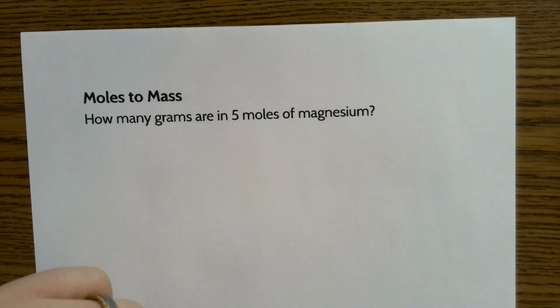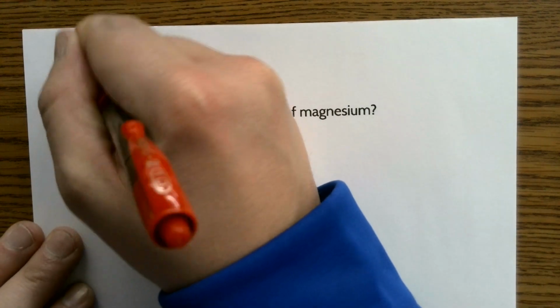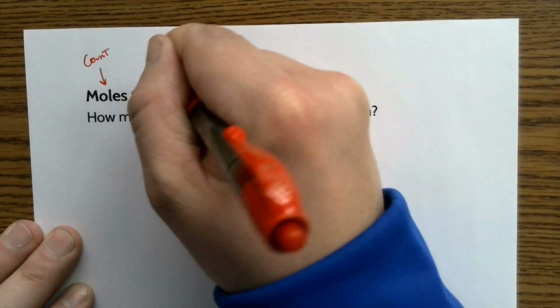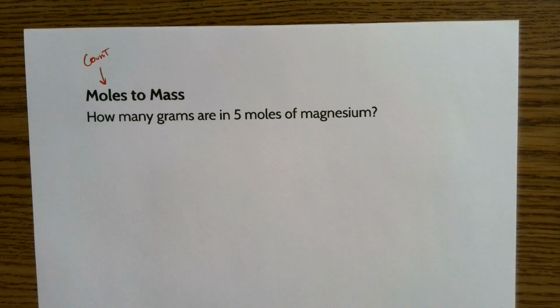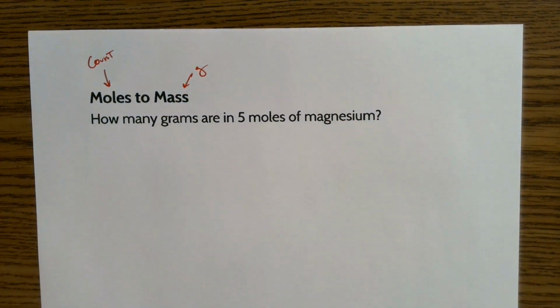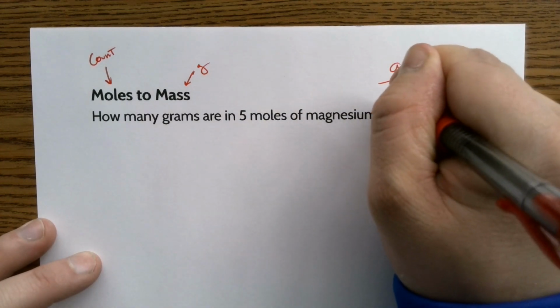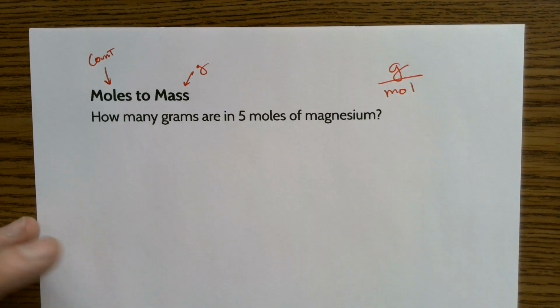You've got to recognize that we're comparing two different things, right? Moles refers to a count, and mass is referring to mass, like in grams. So we're comparing two different things, which means we need to use a proportion in order to convert this. And the one we're going to use is called the molar mass. We learned about this last time, and the units are grams per mole. So let's write this out.